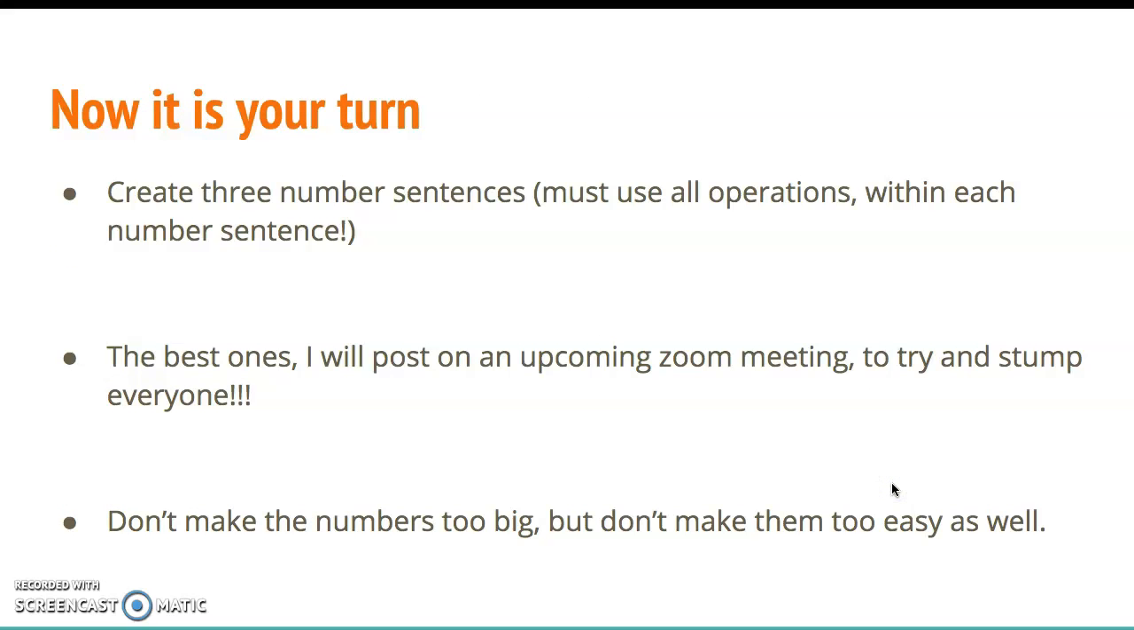Okay, lastly, here's a couple of things. Now it's your turn to create them. Make sure you create the three number sentences with all four operations within them. The best ones I'm going to post on Zoom, and to try and stump everyone. So if they're too hard, I'm probably not going to choose them. If they're too easy, I'm not going to choose them either. So they're just about right. Okay. And then there goes that don't make numbers too big and don't make them too easy.